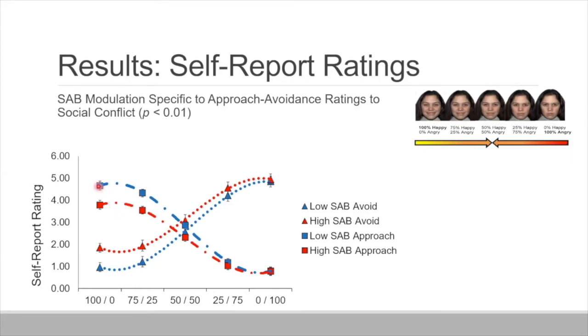And this is basically going from happy 100%, 75, 50-50, where there's 50% social threat, 50% social reward, all the way down to 100% angry. Again, the blue lines are the low social avoidance group, and the red lines are the high social avoidance group. If you look at the blue lines, there's this nice symmetrical pattern between approach and avoidance going across the spectrum. Whether you're talking about social threat or social reward, you're modulating across the spectrum, and it's relatively equal on the social reward side on the left and the social threat side on the right.